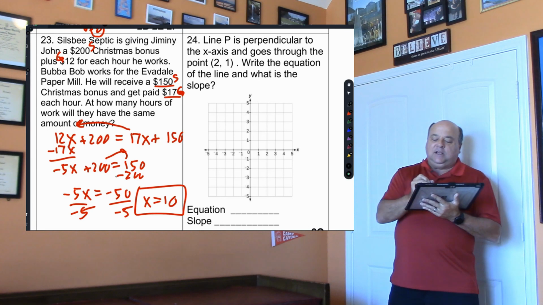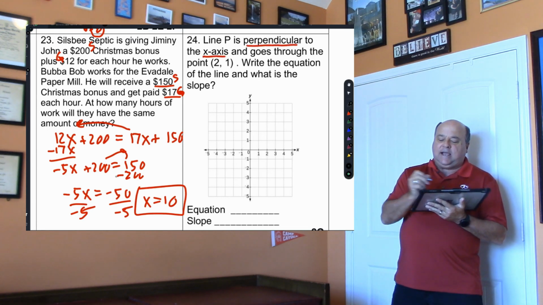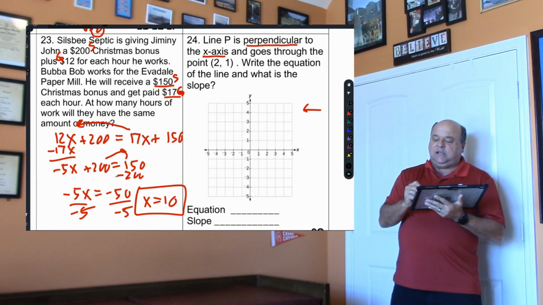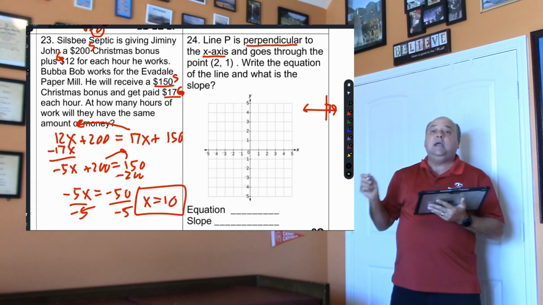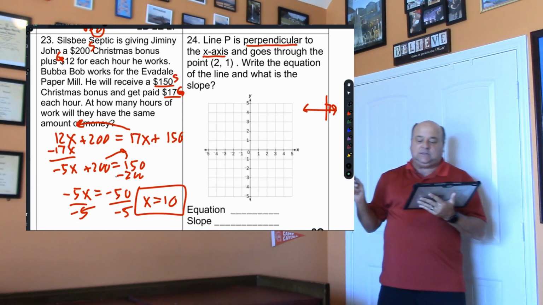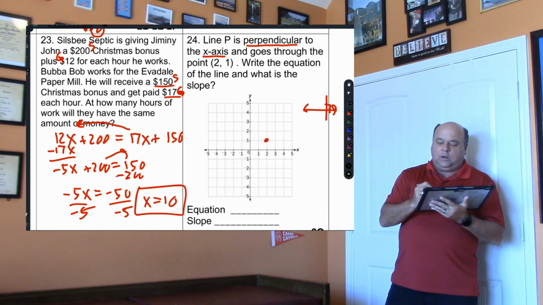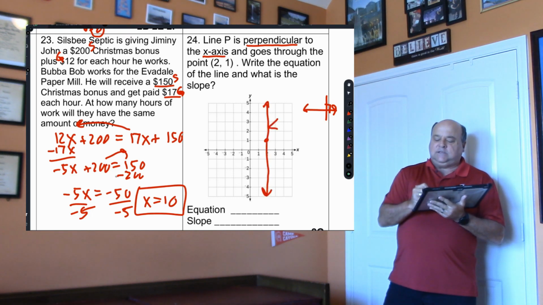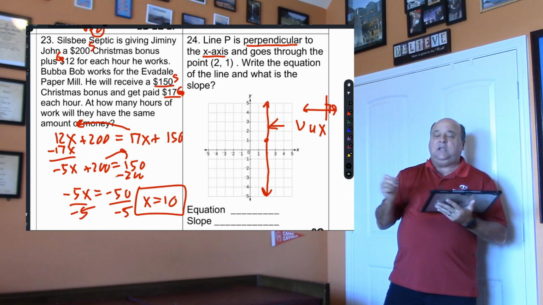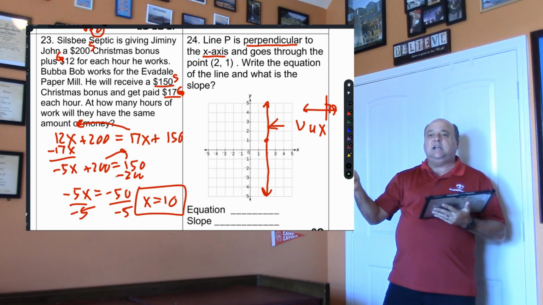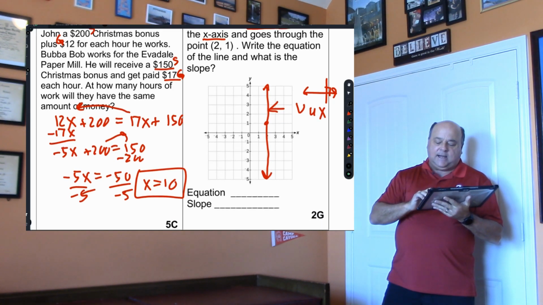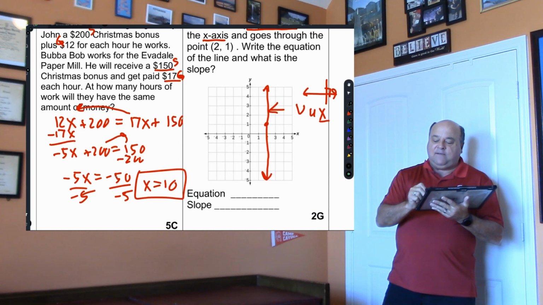Okay, I want a line that's perpendicular to the x-axis. That means this is the x-axis. It needs to make a T with the x-axis, and it needs to go through 2, 1. So it's going to do this. Okay, this is a vertical line, so I'm going to write down VUX. The V stands for vertical. The U is undefined. My equation's going to have x, so it's x equal 2, and the slope is undefined.